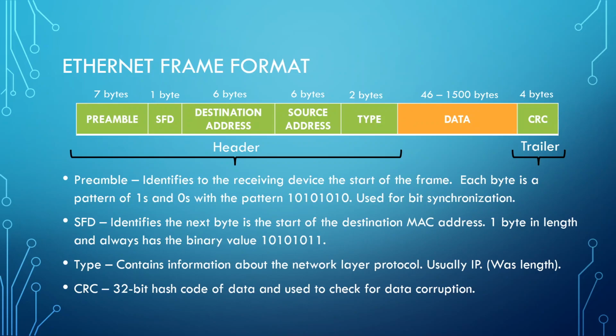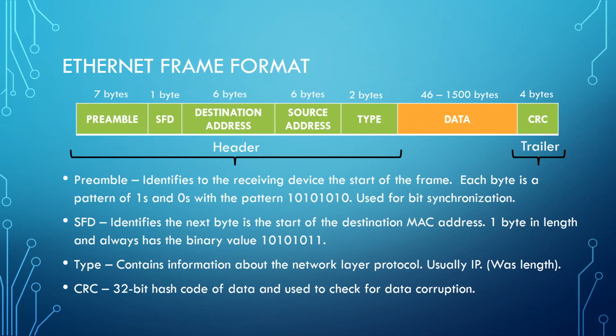And CRC, which is known as a cyclical redundancy check, is a 32-bit hash code of data, and it's used to check for data corruption. So the way it works is that before a device will send the Ethernet frame, it's going to take all the information from that Ethernet frame, the data, think preamble, SFD, destination address, source address, type, etc.